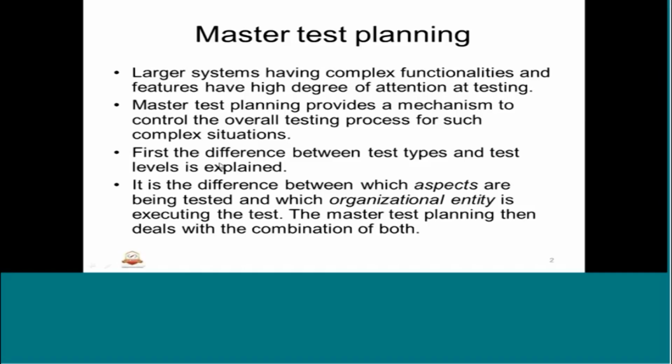Master test planning is conducted based on this. It is a difference between which aspects are being tested and which organizational entity is executing the test. The master test planning then deals with the combination of both. What it primarily does is identify which aspects are being tested, and differentiate that from who is doing or executing the test. That is the organizational entity: a set of teams, or a set of allocated specialists or persons who will be involved in the entire testing activity. Finally, all this will be put together into the master plan.